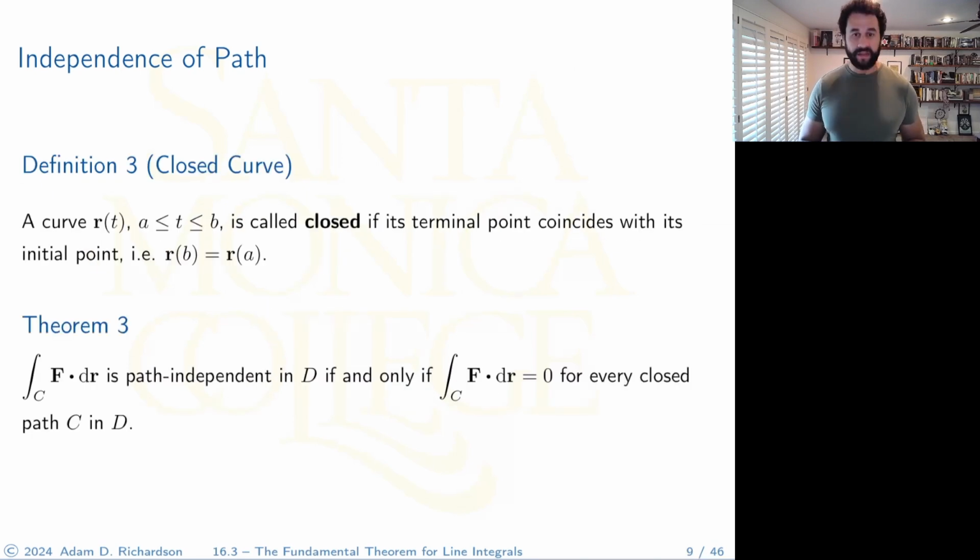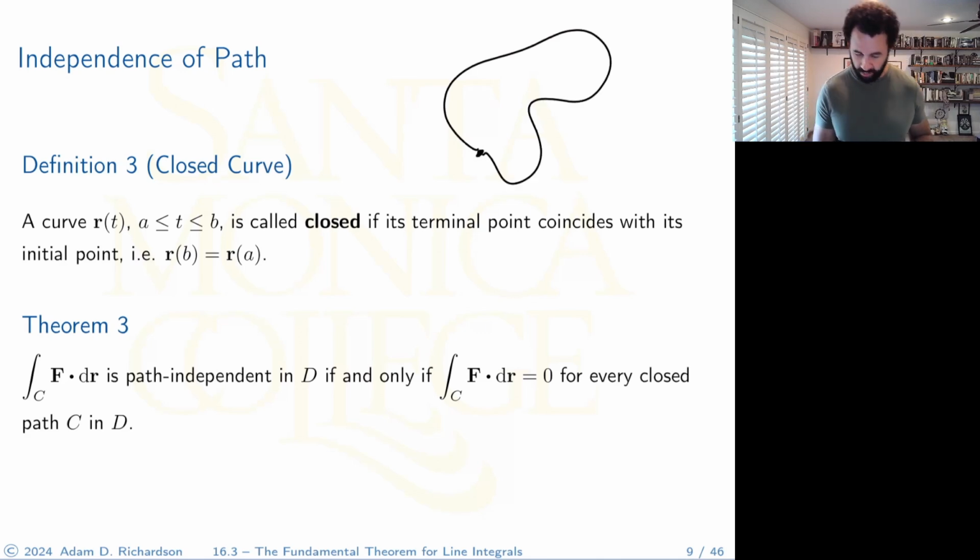Now, we need a couple more definitions because we're going to start to look at this connection between path independence and conservative vector fields, but we need to build up some additional conditions to draw the explicit connection. So first we need to define what a closed curve is. A closed curve is just a curve whose terminal point coincides with its initial point. So very simply put, a closed curve is a curve that goes back to where it started. The terminal point and the initial point are the same. That's a closed curve.